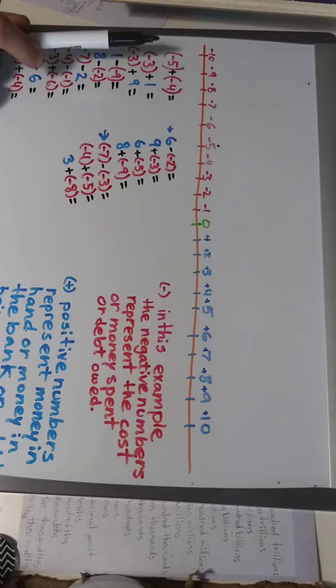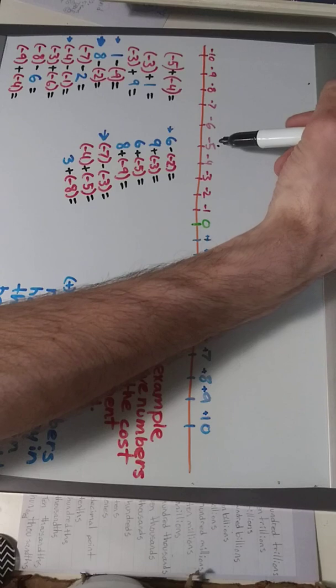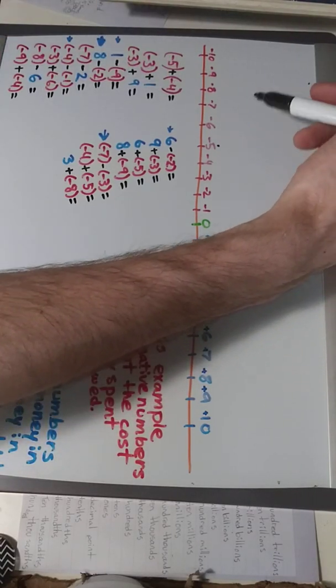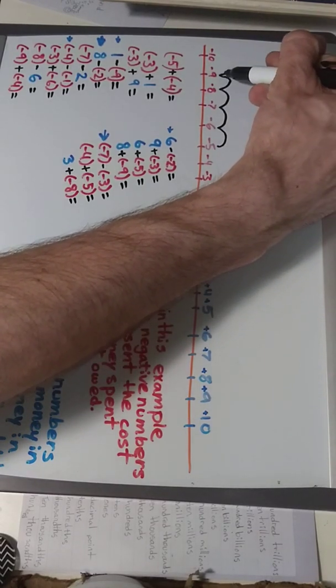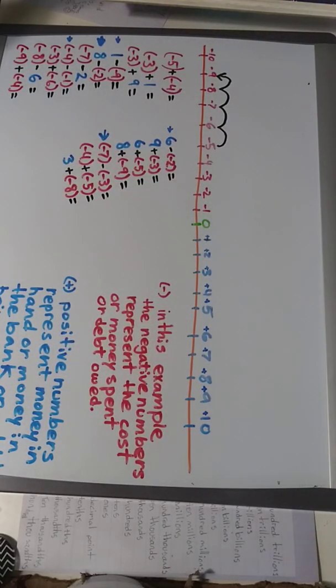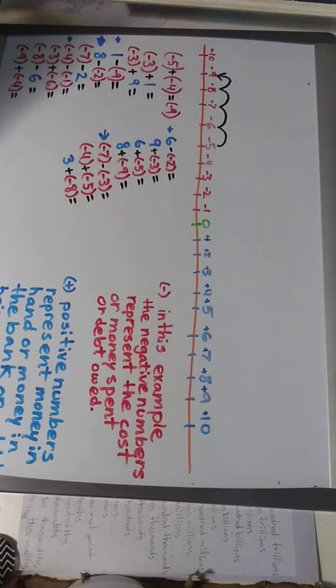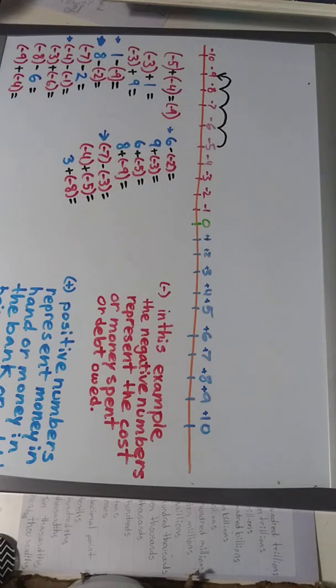So here, the negative 5 is a debt, so someone owes us negative 5. And then we're adding another debt of negative 4. So 1, 2, 3, 4. Now someone owes us a debt of negative 9. So negative 9.